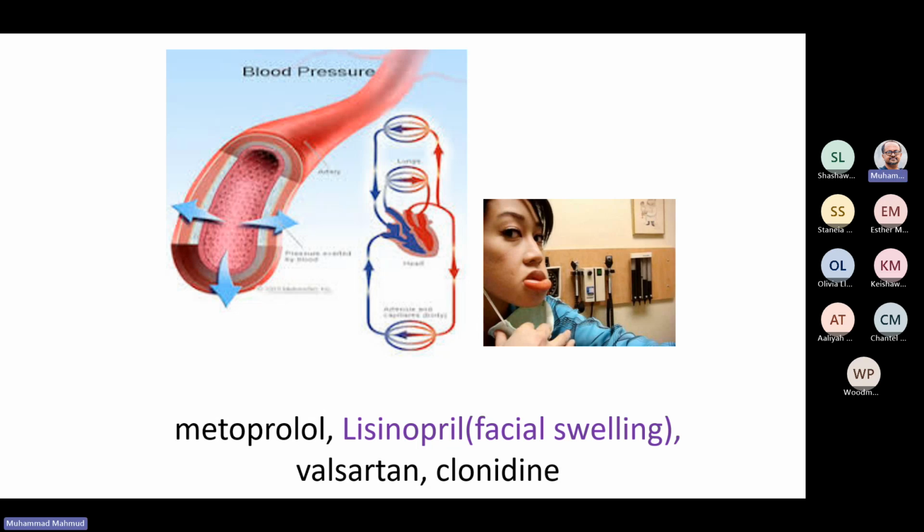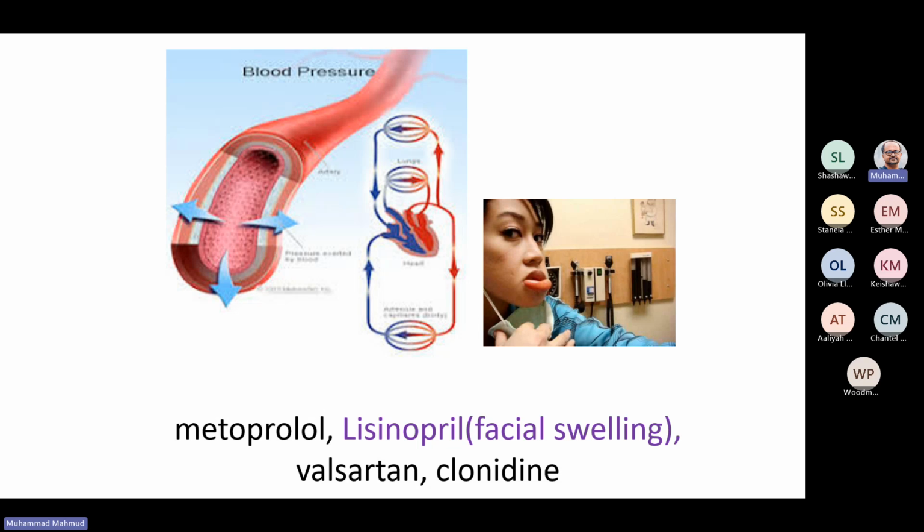This patient, you see her, she's taking antihypertensives every morning. Hypertension means high blood pressure. And to treat that condition, we need antihypertensives. There are many of them: losartan, valsartan, metoprolol, lisinopril, clonidine, and a lot.